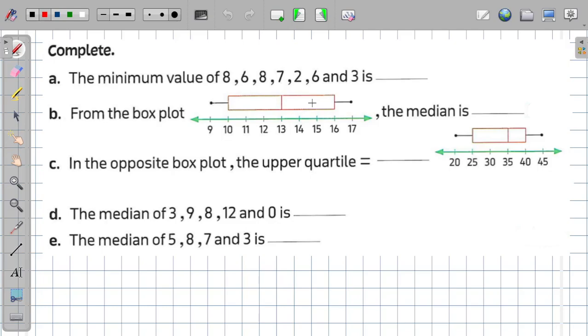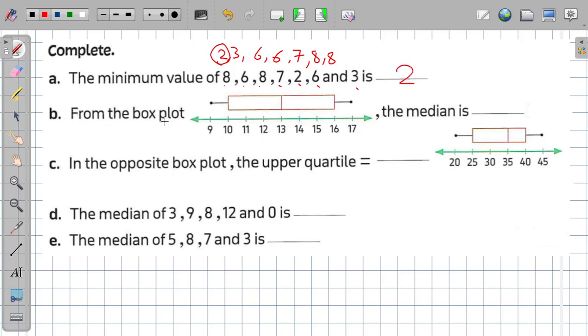Next, we want to find the minimum value of this dataset. First, we arrange them ascendingly. So I have 2, next I have 3, next I have 6, and 6, and 7, and 8, and 8. So the minimum value here is 2.